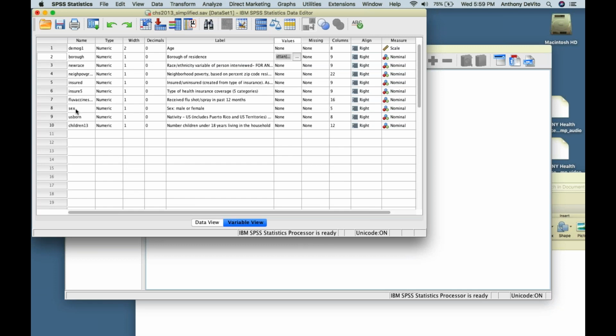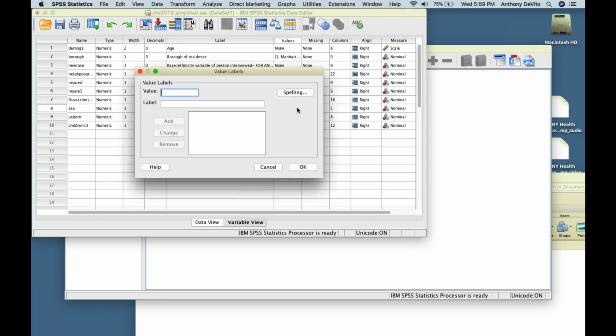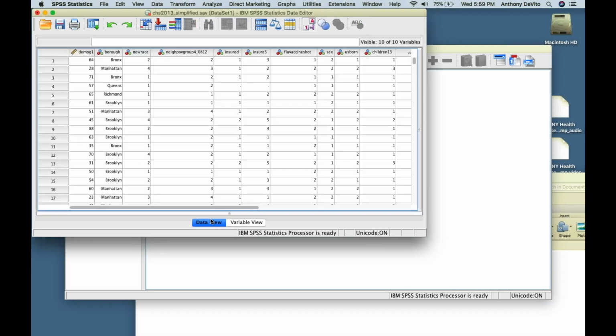Now, the other thing I'm going to use is gender. And similarly, gender is also a nominal variable, except that gender is what kind of nominal variable? It's dichotomous, it only has 2 values. So I'm going to go over to our values column. I'm going to do the same thing. I'm going to click into the values column, get that gray box, click into that, and I'm going to tell it that 1 represents, before I do that, let me look at the data.